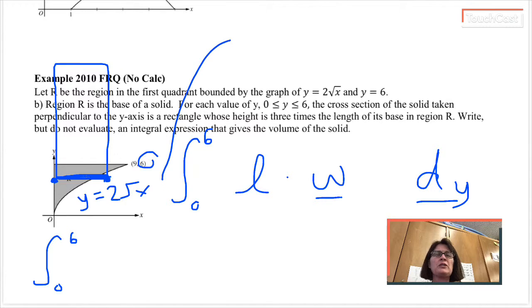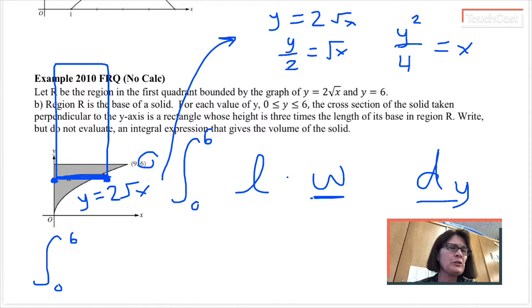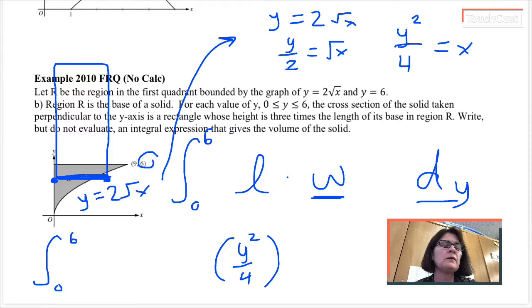Well, I have an expression for that curve, but it's got the y isolated. I need to isolate the x in this equation. So y equals 2 square root of x. Y over 2 equals square root of x. I'm going to square both sides. I'm going to get y squared over 4 equals x. So that's what I'm going to use for the width. Y squared over 4. The dy was already there.